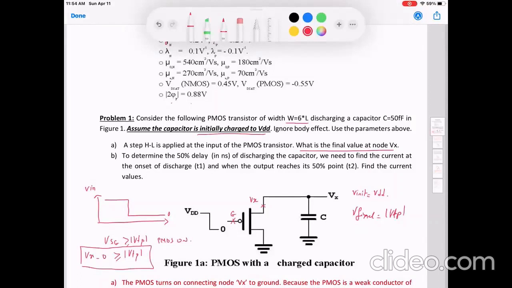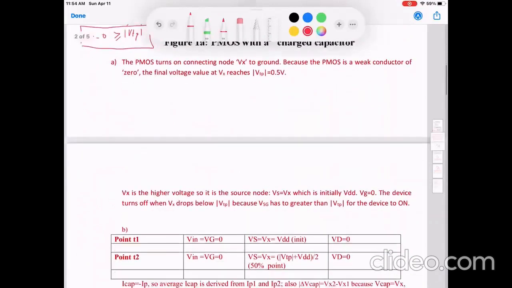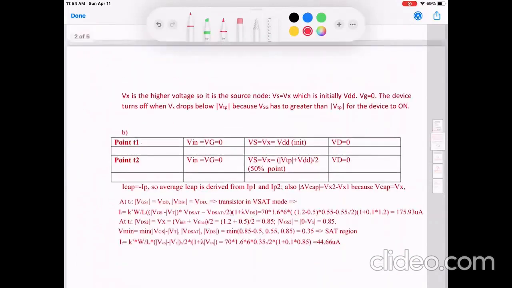And now we look at the condition to turn the PMOS on. And then in the second question, they asked me to determine the 50% delay, and for this we need to find the current at the onset of discharge T1 and when the output reaches its 50% point. So if we want to look at point T1, this is the transistor.